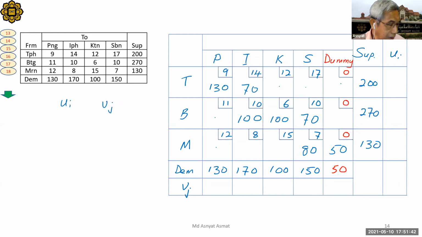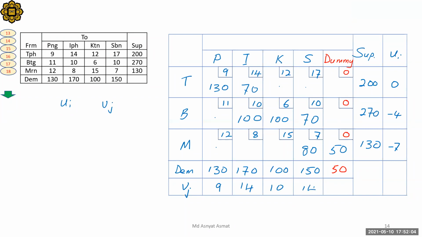So now find Ui, Vj. Let's do it quickly. I just do it for you: 0, -4, -7, 9, 14, 9, 14, 10, 14, 7.